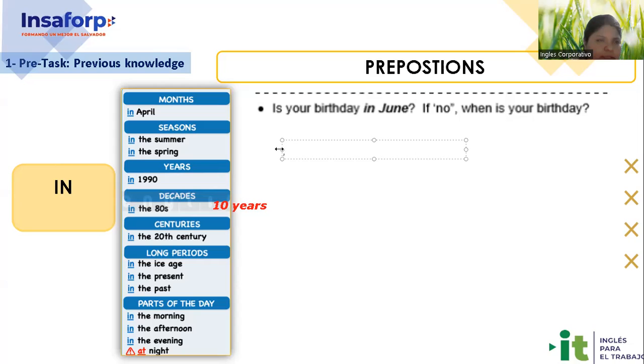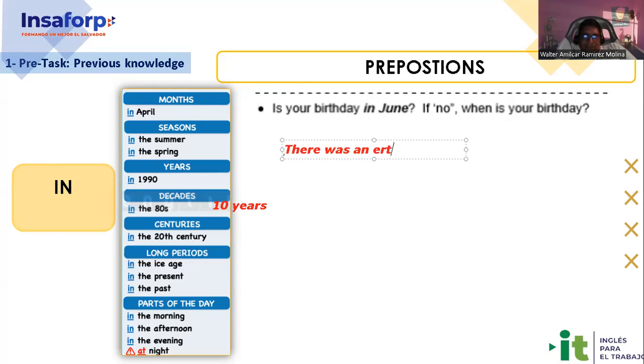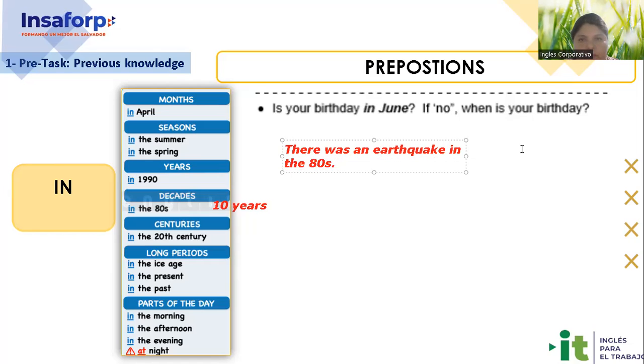Yeah, something that happened in the '80s. The earthquakes in El Salvador. So there was an earthquake in the '80s, right? Yeah, in the '80s. Okay. Hubo un terremoto. There was an earthquake in the '80s.